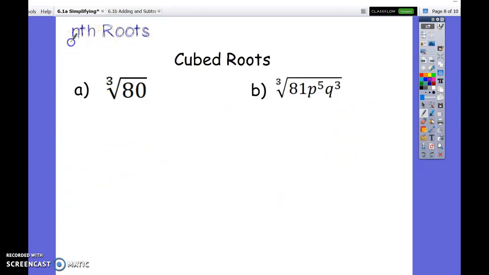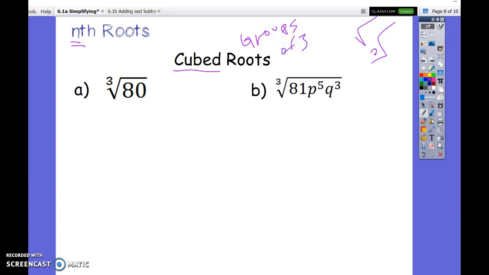Last part, we have something called nth root. So we've just been looking at square roots. So that's, again, when we just have that index of 2. But we could have nth root, so we could have the 3rd root, we could have a 4th root, 6th root, 5th root, 10th root, 100th root. Okay, you could do this for anything, but we're just going to focus on square roots, cubed roots, and 4th roots. Okay, so cubed roots is the same type of idea as square roots, except we're going to be looking for groups of 3 instead of groups of 2.